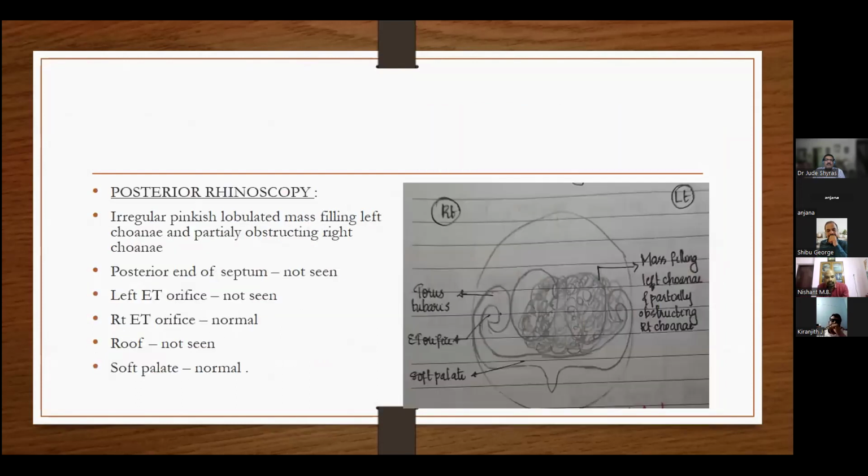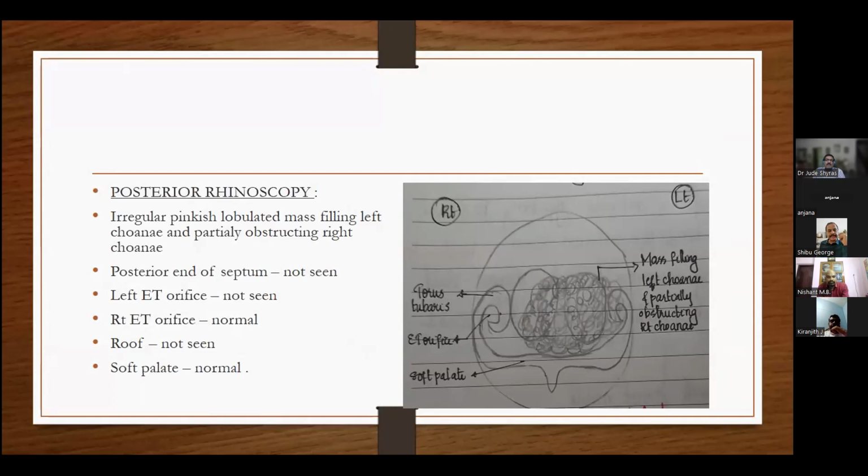On posterior rhinoscopy, there was an irregular pinkish lobulated mass filling the left choanae and partially obstructing the right choanae. Posterior end of the septum was not seen. Left eustachian tube orifice was not seen. Right eustachian tube orifice was normal. Roof was not seen. Soft palate was normal.